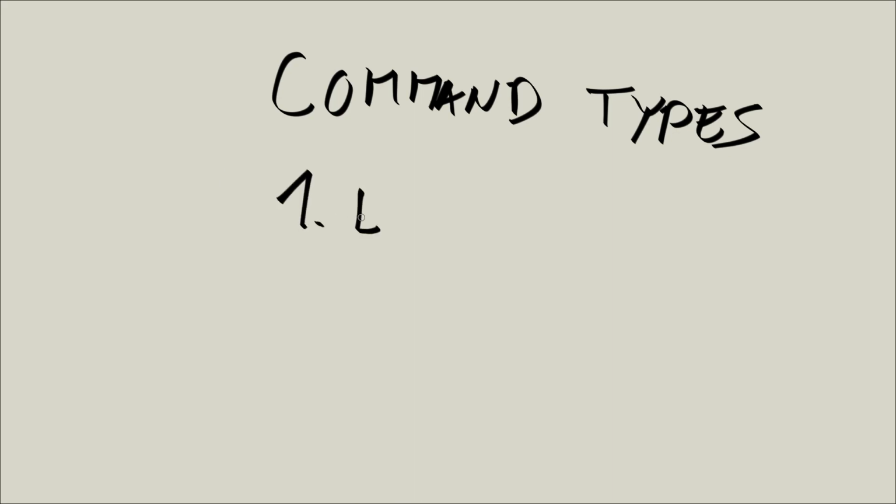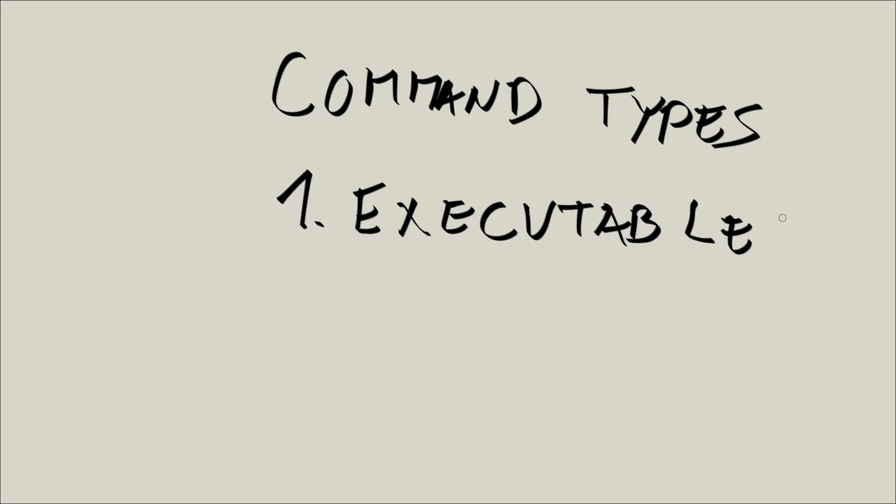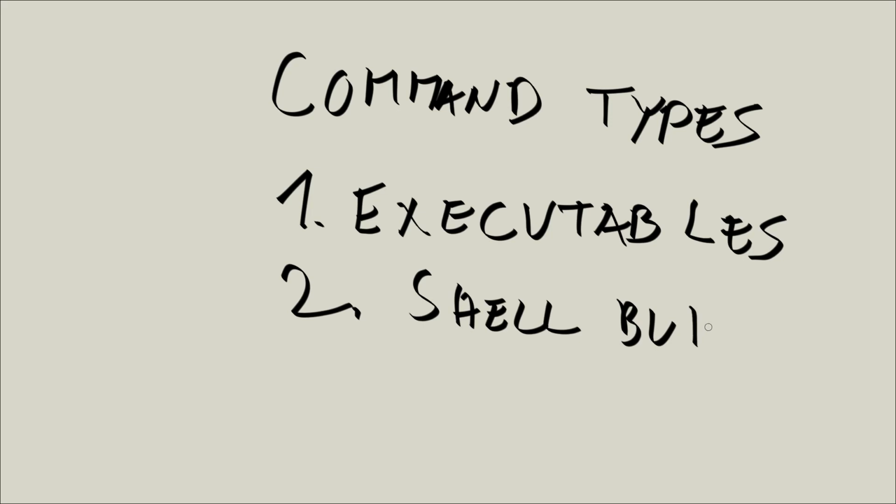The first type is called executables, if I spell that correctly, which is short for executable programs. Okay, so those are programs that are written in a programming language and you use them as a command. The second type of command is a command built into the shell itself, also known as shell built-in, because it's built into the shell itself.